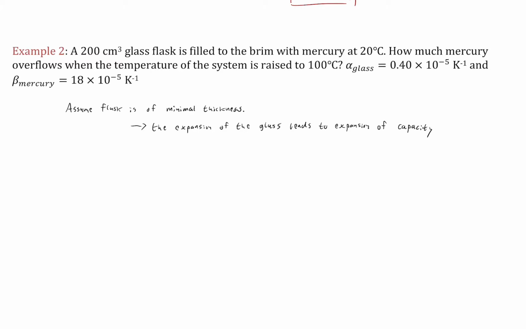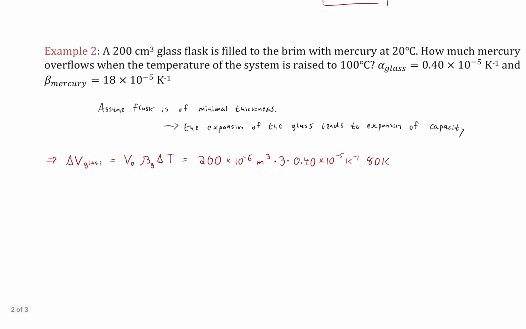So here we're just going to assume that the flask is really thin and it doesn't matter that the glass got marginally thicker. What does matter is that the flask holds more because the whole flask grows as the glass expands. All right. So what we're going to do then is find the change in volume of the glass, which is going to be the original volume of the flask, times the volumetric expansion of, or thermal expansion of glass, G for glass, times the change in temperature.